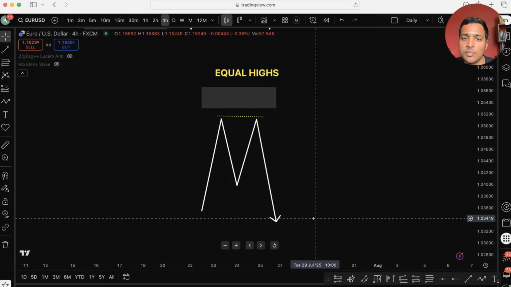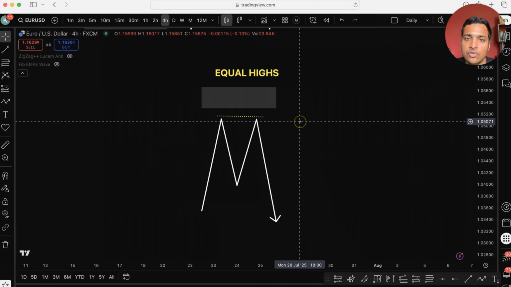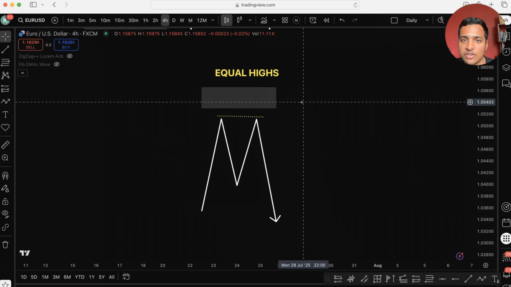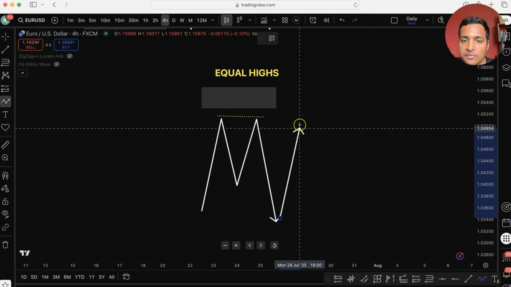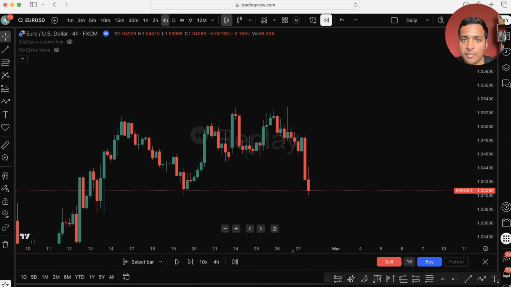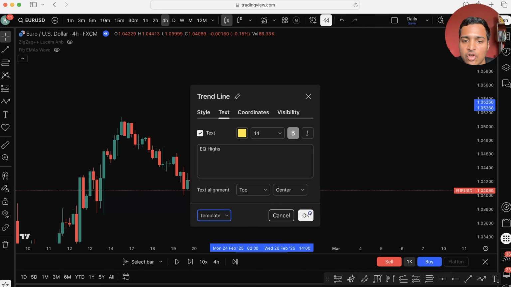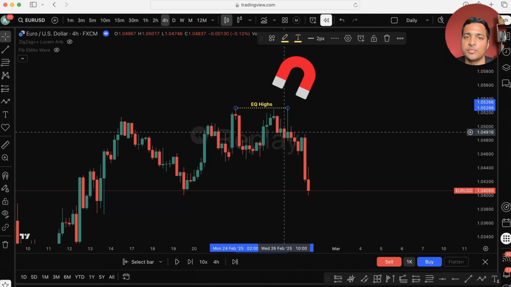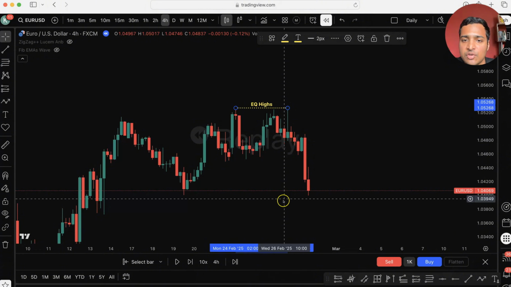Equal highs form when the market forms similar highs viewed by retail traders as strong resistance levels. However, there's a cluster of stop losses above, which act as resting liquidity. And what happens in real life? Well, price takes out the stop losses of retail traders before then continuing in the initial intended direction. Let's look at an example of equal high liquidity using this euro-dollar chart. As you can see, price formed similar highs here, forming equal highs. There's going to be a cluster of stop losses above, which act as a magnet for price to target. So let's see what happened next.